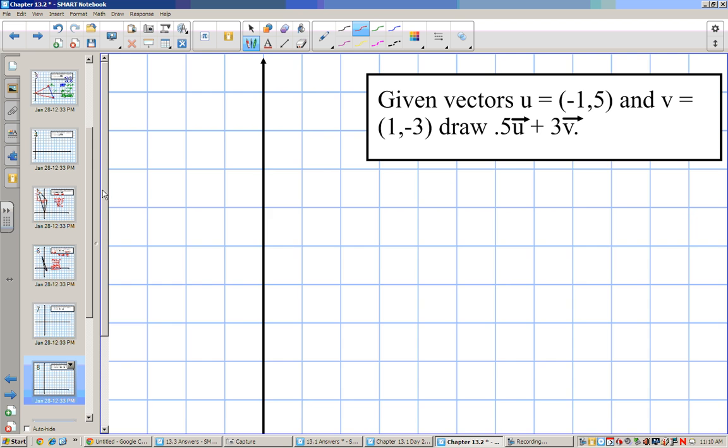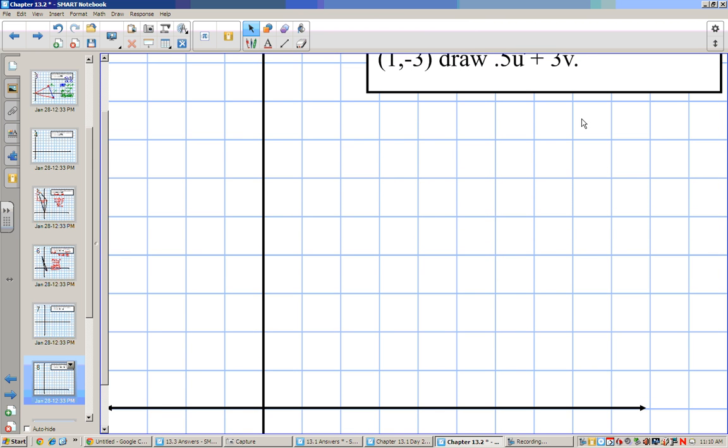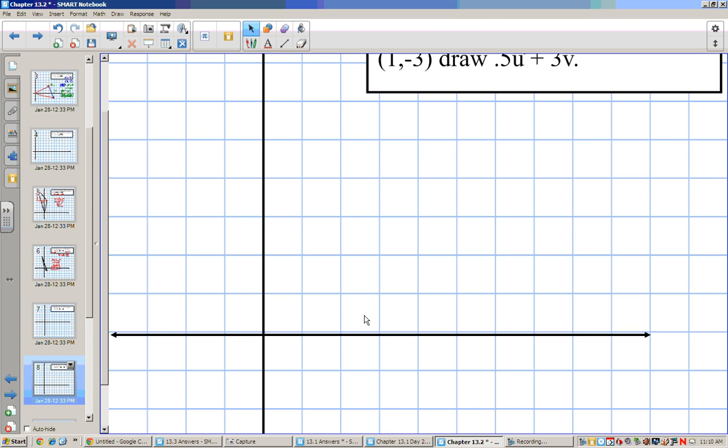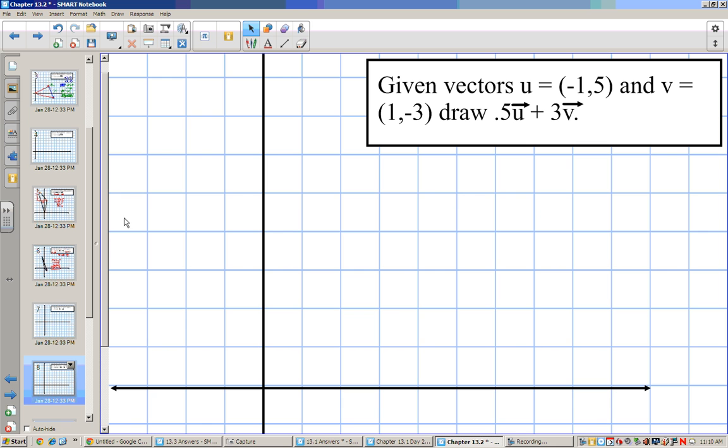All right, now try this one on your own and see how you do. Let's move this up a little bit. Now it has 0.5u plus 3v. When you're done, come back and see how you did.